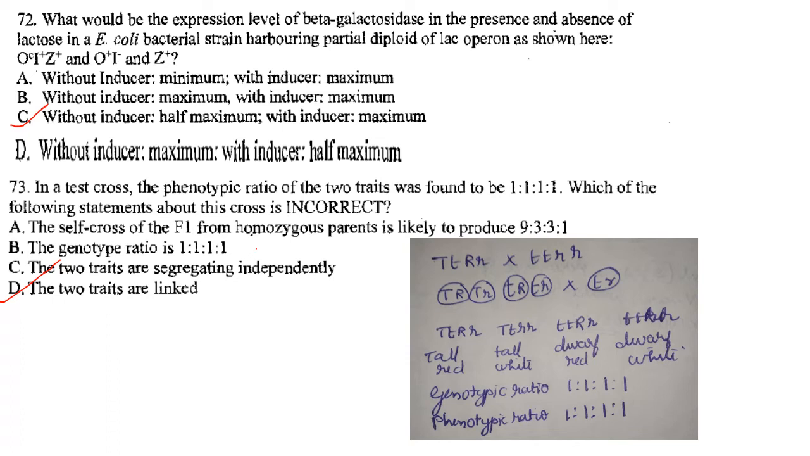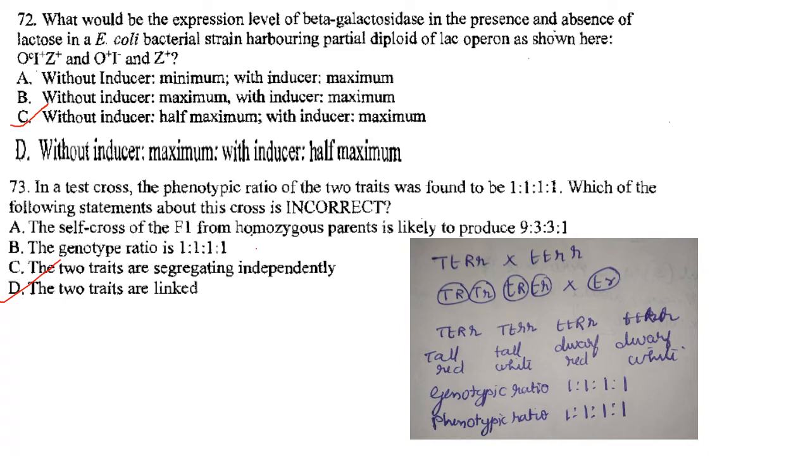Then next one. In a test cross, the phenotypic ratio of the two traits was found to be 1:1:1:1. Which of the following statements about this cross is incorrect? The self cross of the F1 from homozygous parent is likely to produce a 9:3:3:1 ratio. This is a typical Mendelian cross. So naturally, when you self the F1, you will get a 9:3:3:1 ratio. So that is correct. Then the genotypic ratio is 1:1:1:1, you can see over here from this picture.